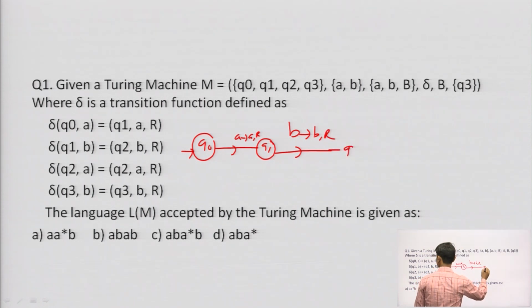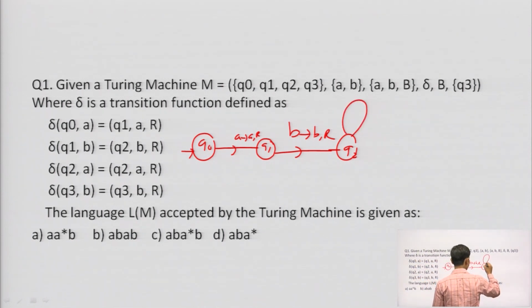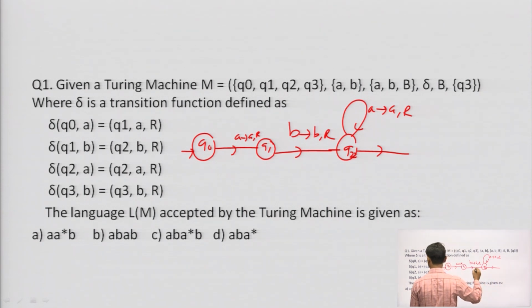Then after this is Q2. In Q2, A is there, then there is a loop, A is there, then A to AR. This is Q2, and see, in Q2, A is there, okay, A is there, then move right. Then in Q3, B is there.